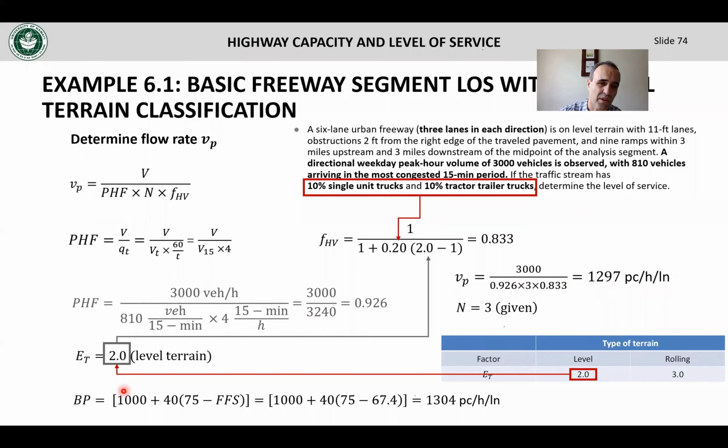And if you remember the equations from the other day, you can go back to your notes. The equation for the flow is a horizontal line up to a point and then it starts a quadratic. The transition from the horizontal line to the quadratic is what we call the breakpoint flow rate. There's an equation in the Highway Capacity Manual. It's this one, 1,000 plus 40 times 75 minus the free flow speed. So it's a matter of plugging in the value of the free flow speed, which we derived as 67.4 before. So we get that the breakpoint is 1,304 passenger cars per hour per lane. And we will see the relevance of that value in a second.